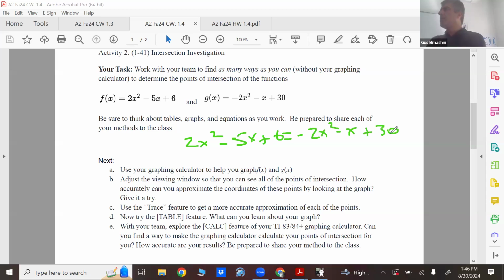And how would I solve this algebraically? What would I do? Yeah, combine like terms and factor afterwards. Exactly right. We've got to do both. Both are necessary. How would I factor that?